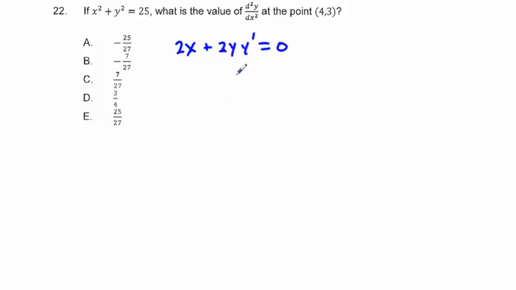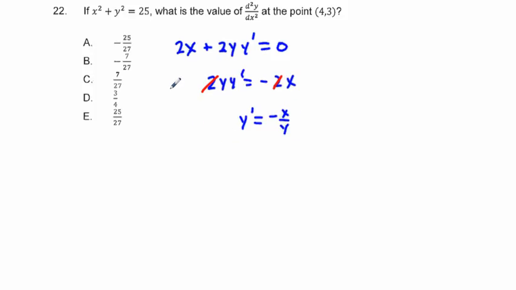Okay. Next, let's see how we're going to do this. I think I'm just going to solve for y prime here, and we're going to subtract 2x from both sides, so we're going to get 2y, y prime equals negative 2x. And then dividing both sides by 2, we'll cancel out these 2, so we get y prime equals negative x over y.